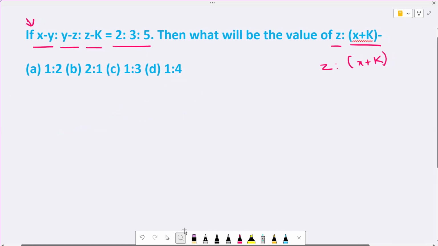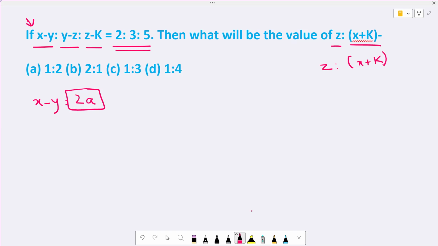Now, continuing with the question here. Just now I explained, we use any variable to express all these ratios that are given. We can write x minus y equal to 2, and then we can write a here, since k is already used, right? So we can take any other variable. So this becomes the actual number जिसकी हम बात कर रहे हैं, right? Just the way that we are representing it. So y minus z will be equal to 3a, since the ratio में यहाँ पे 3 लिखा है, right? Then z minus k will be equal to 5.